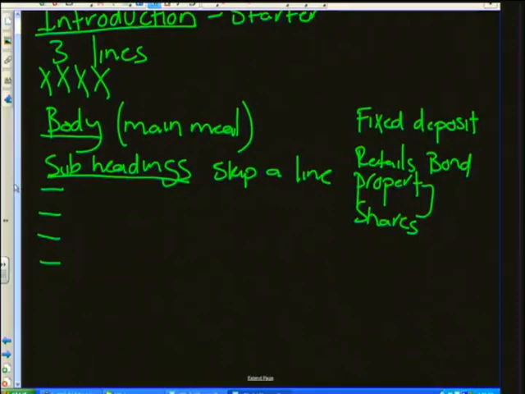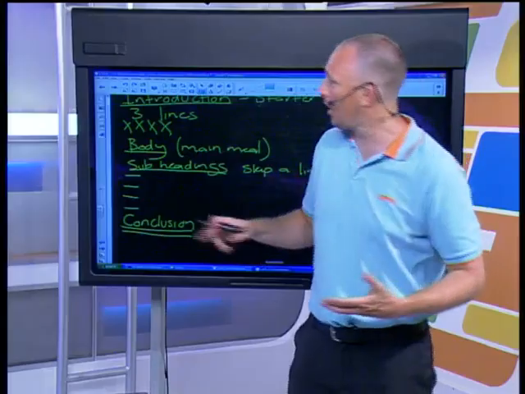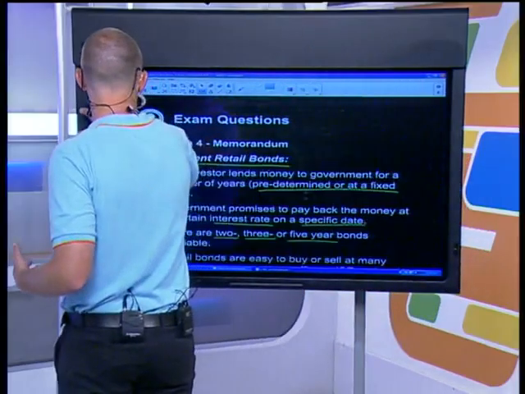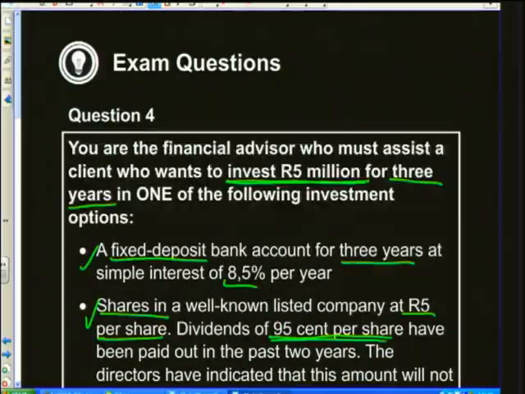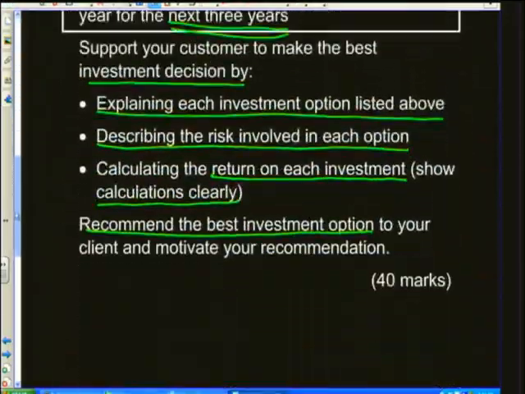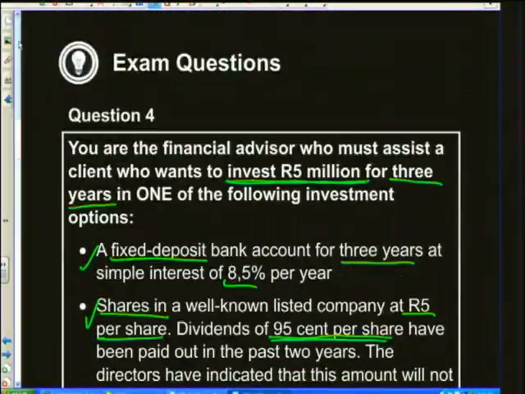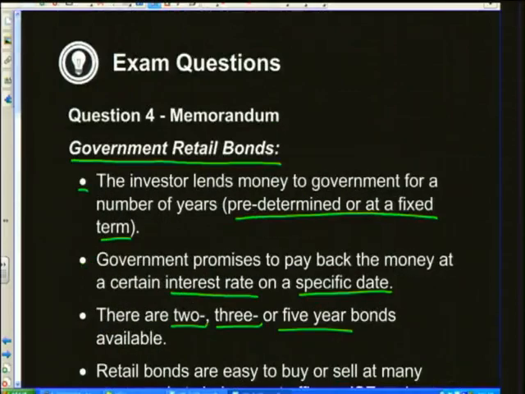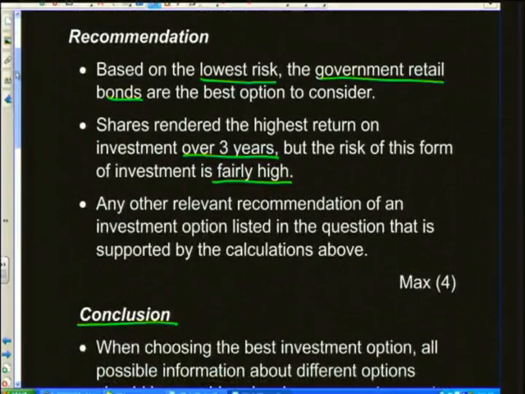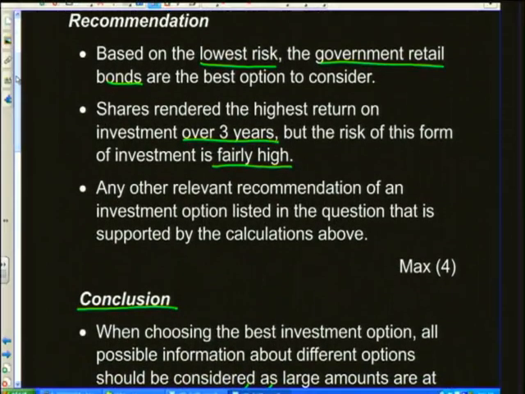Then if they ask you for a recommendation, you can give your recommendation, and then you go to your conclusion, right? Your conclusion is often about you answering the question in the end. So if we go back to our essay question, they said, recommend the best investment option to your client and motivate your recommendation. So we had the recommendation that we made based on the lowest risk. Also, we said the highest return, right?